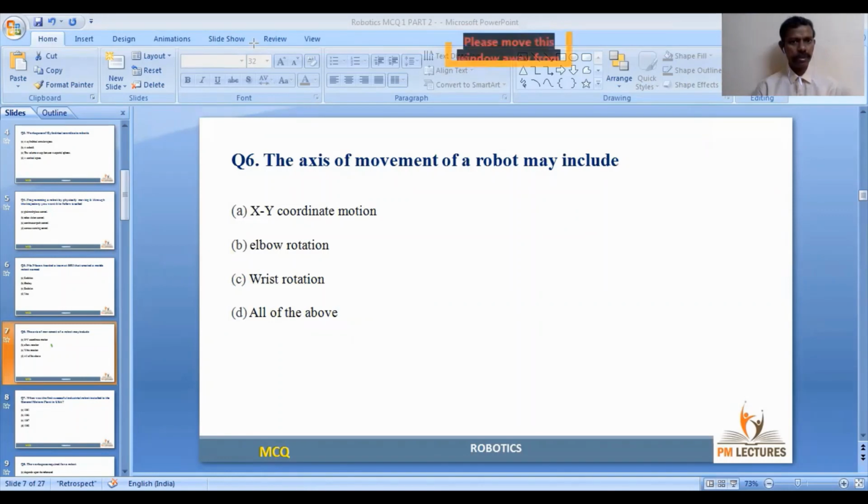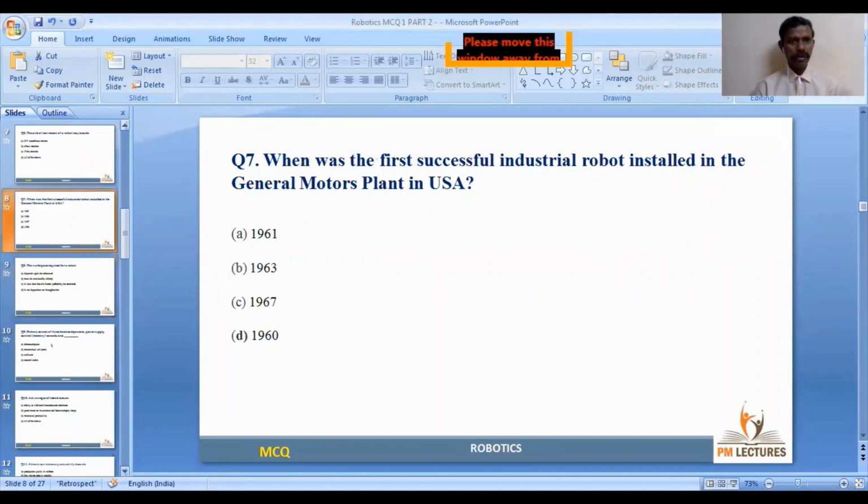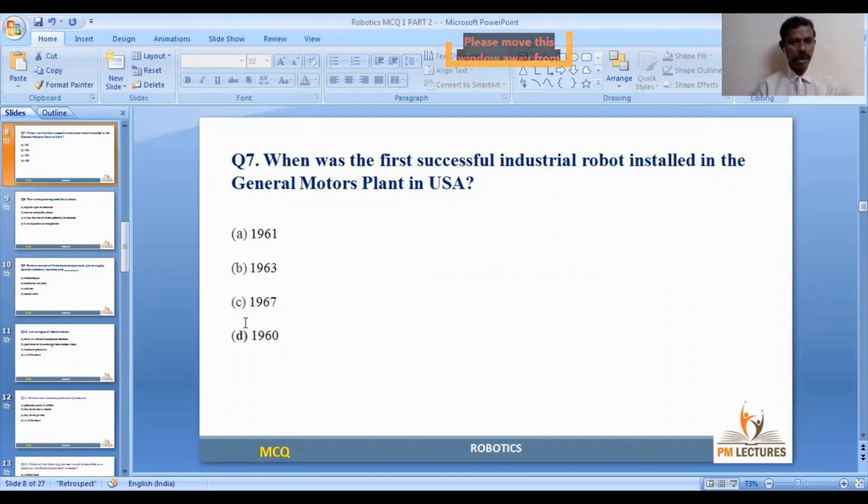Okay. So next one, we will move to the seventh question. When was the first successful industrial robot installed in the General Motors plant in USA? Option A, 1961, option B, 1963, option C, 1967, option D, 1960. So option A, 1961, is the correct answer. During 1961, General Motors plant installed a successful industrial robot.